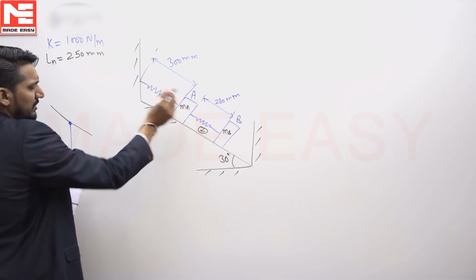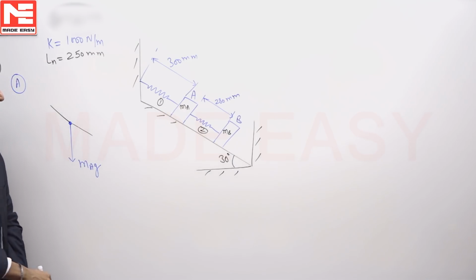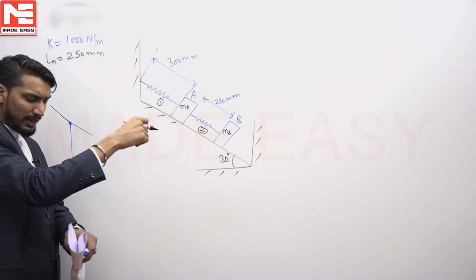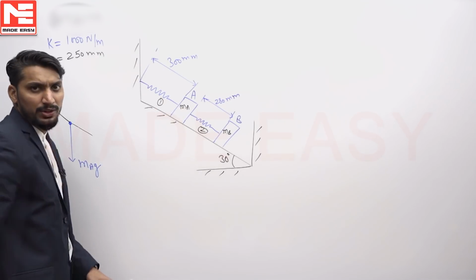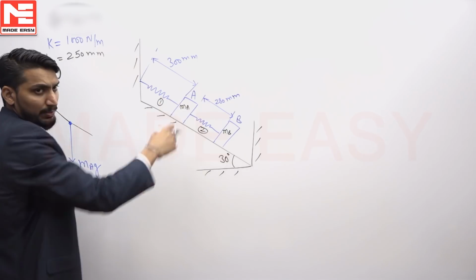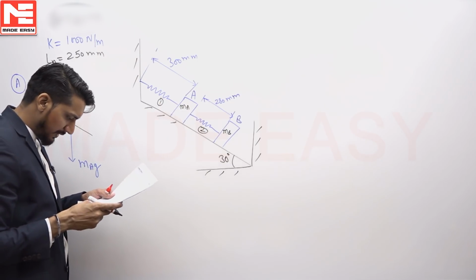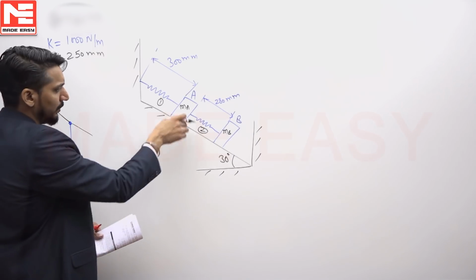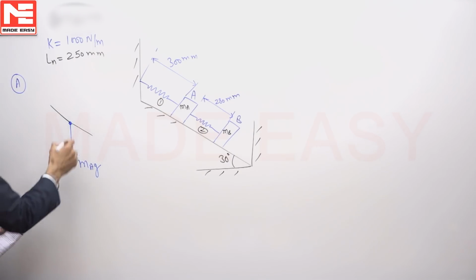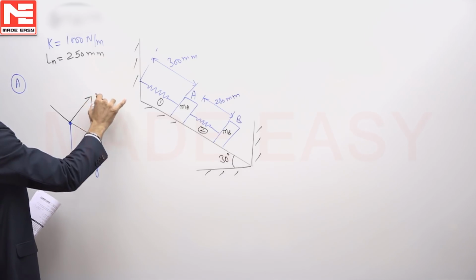So just consider this particular mass A. There is one gravity force, and there are 2 springs, so the springs are going to exert forces along their position. Now there is one more surface, an inclined one, and if it is given as smooth then there is no friction, so there is going to be only the normal reaction on A.